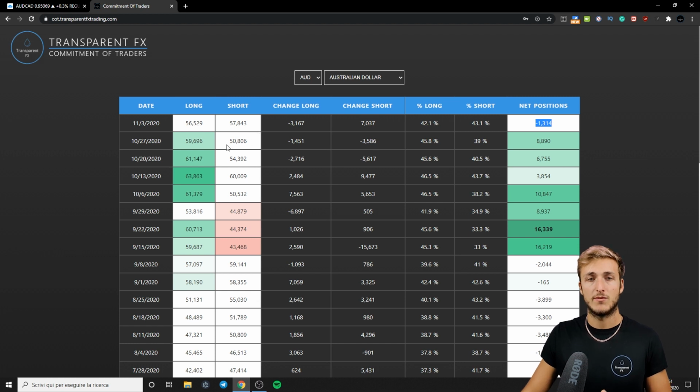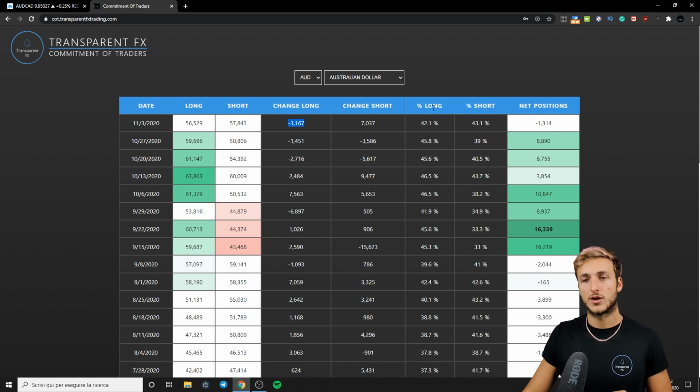So we went from having more longs than shorts, with 59.6k longs and 50k shorts from an institutional perspective, to now having 56k longs and 57k shorts from an institutional perspective. So more shorts than longs, with 7k shorts added with the last report and 3.1k longs getting closed.